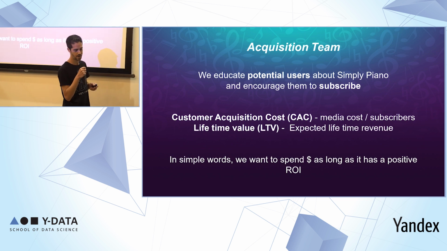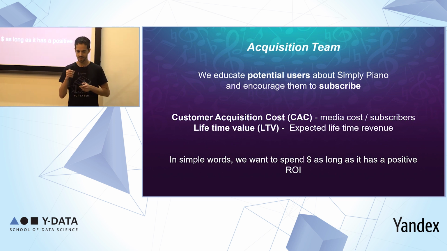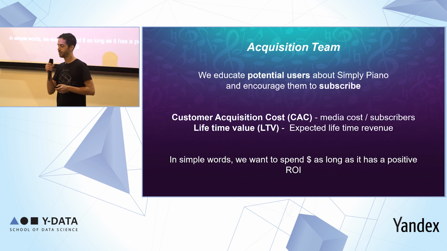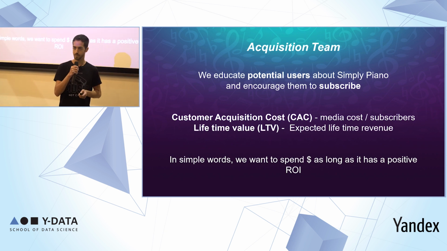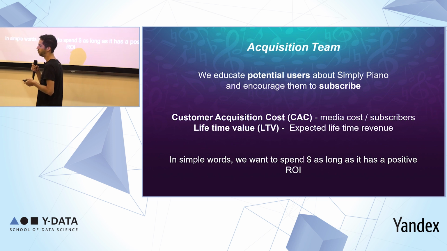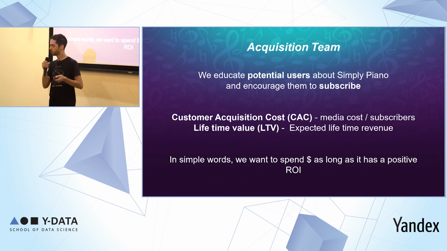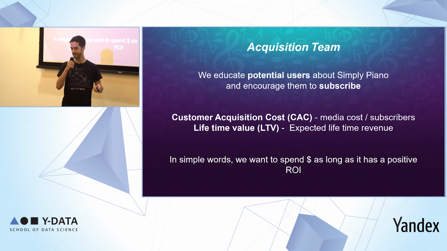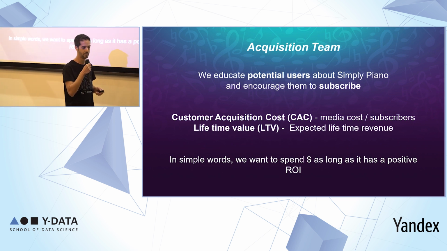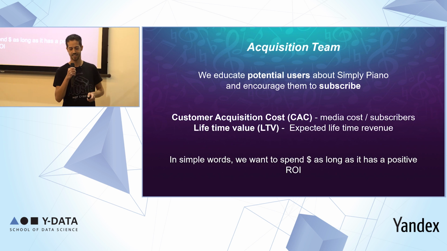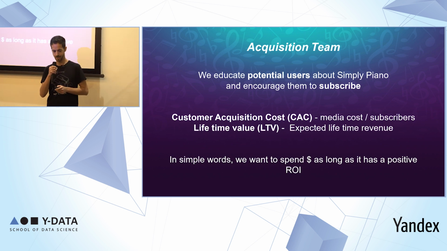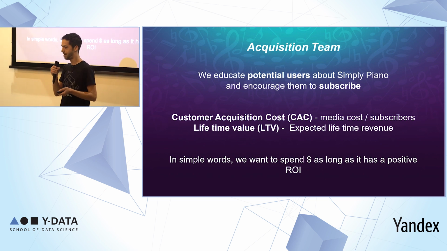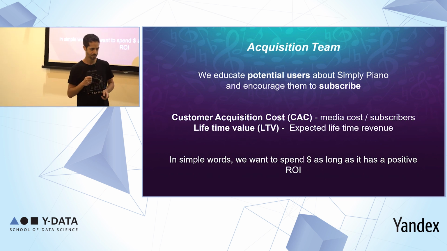So we follow 2 main KPIs. The first KPI is the customer acquisition cost. Customer acquisition cost is basically the media cost. Media cost is what we pay Google, Facebook, any place that we publish our ads. This is what we pay them for showing our ads, and we divide it by the number of subscribers, which basically gives us the average amount that we pay for each subscriber.